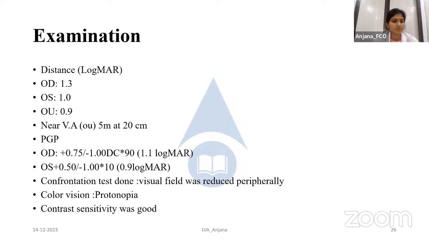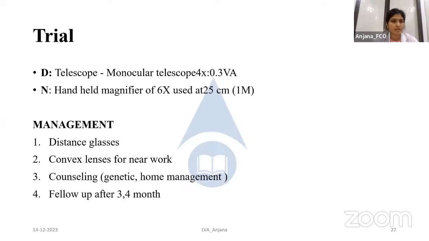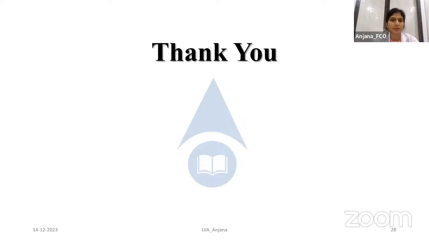Then a confrontation test was done. The visual field was reduced peripherally, color vision showed protanopia, and contrast sensitivity was good. The patient trial was a monocular telescope, 4x, giving 0.3 visual acuity. Then a handheld magnifier of 6x was used at 25 centimeters. Management is distance glasses and convex lenses for near work, counseling, genetic counseling, home management, and follow up after 3-4 months. Thank you.